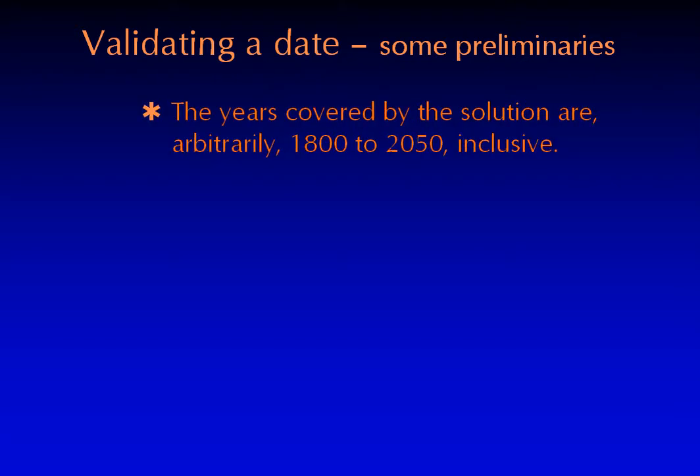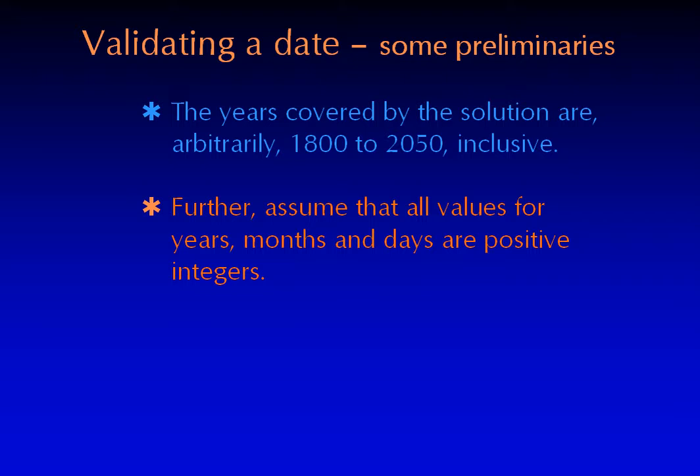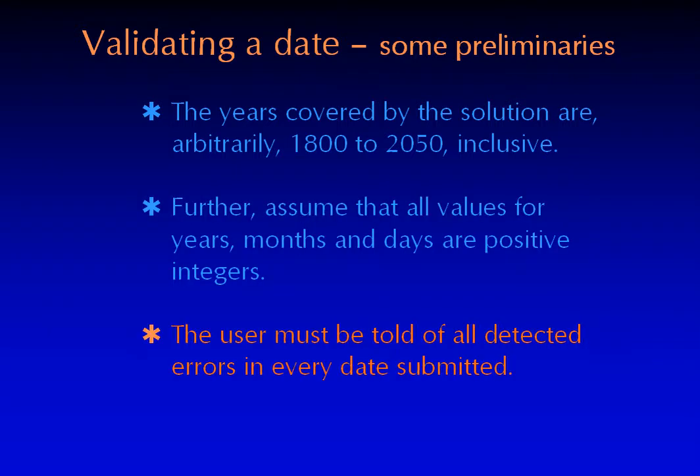We will only consider certain years as valid, a totally arbitrary decision. Next, we will assume that all entries are positive integers, also arbitrary. But we must tell the user of all of the errors in his or her submission. This last constraint is introduced because of my frustration with systems that tell you about a single error, and then when you've corrected it, tell you that there's yet another error, and so on until you've submitted the same data many times. Well, let's start.